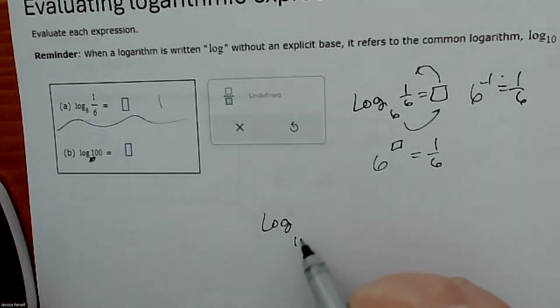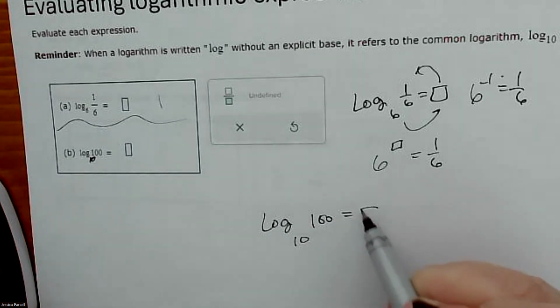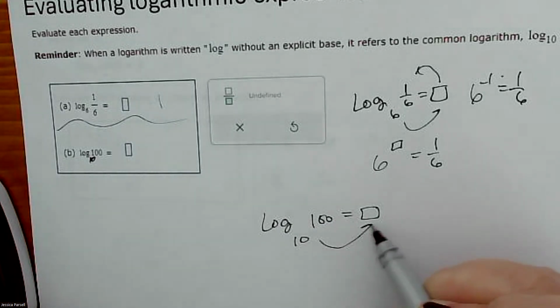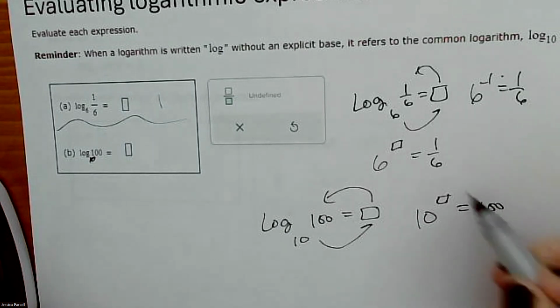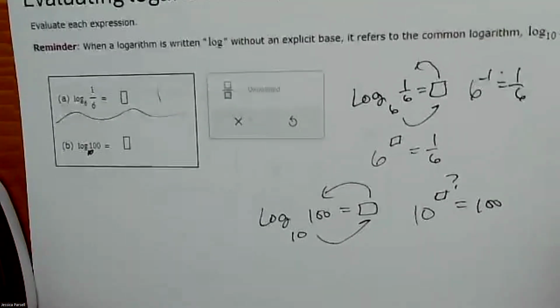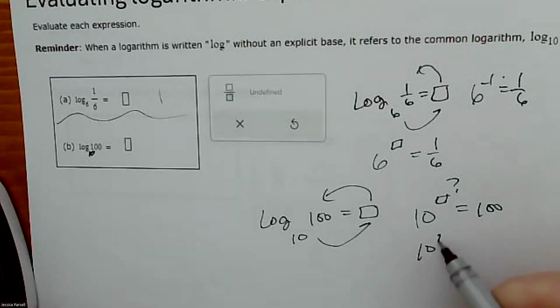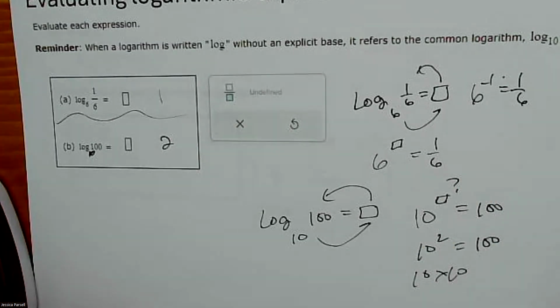Log base 10 of 100 equals what number? Well, 10 to the what power equals 100. What is that number? Well, we know it's squared. 10 squared equals 100 because that's 10 times 10. So this answer would be 2.